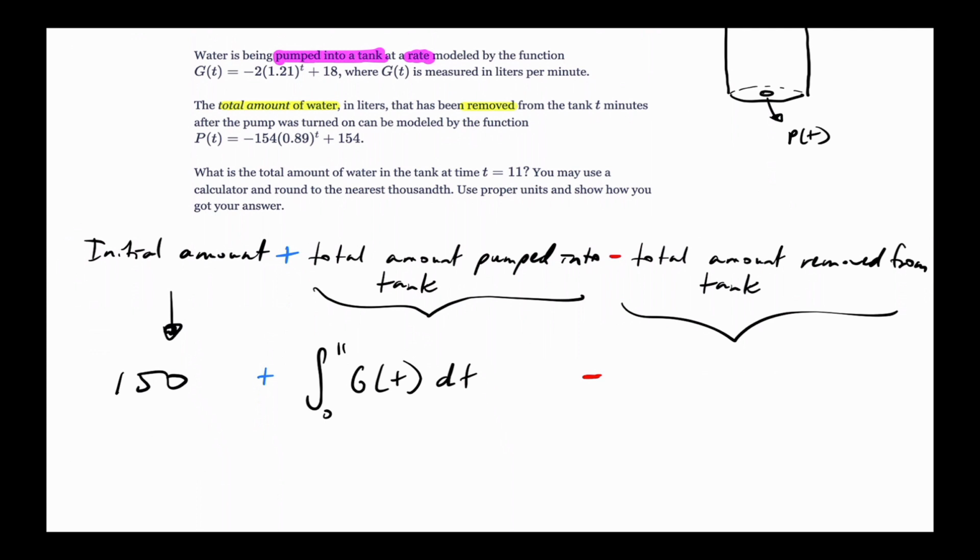This is where it gets a little tricky. Maybe we plug in 11 into the equation. Yeah, we don't need to find the integral for P of t. P of t is already the integral. So all we got to do is plug in 11 for P.